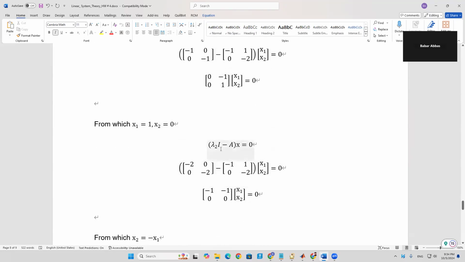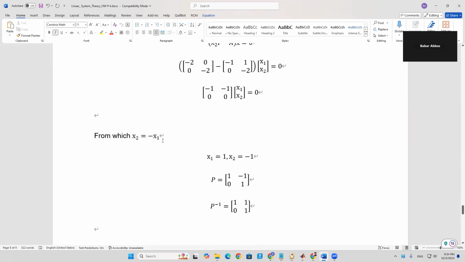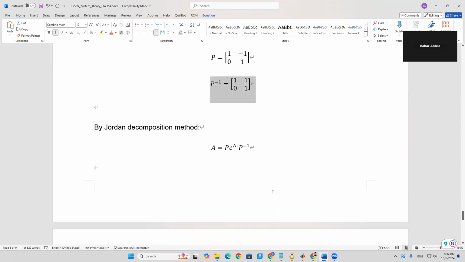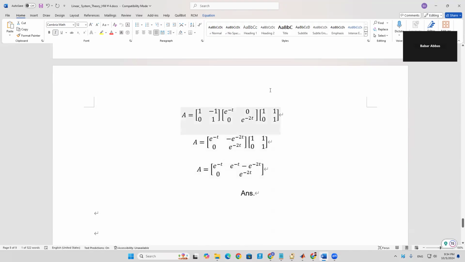Similarly, by plugging in the value of lambda 2, for x1 and x2, it comes out to be minus x1 minus x2 equal to 0, and by taking the negative common, x2 is equal to minus x1. Now by putting arbitrarily x1 equal to 1, x2 comes out to be minus 1. So this is the P matrix. Similarly, this is the inverse of the P matrix. And by definition, e to the power At is equal to P times e to the power big lambda t times P inverse. By plugging in all the values, we got the same result. So thank you.